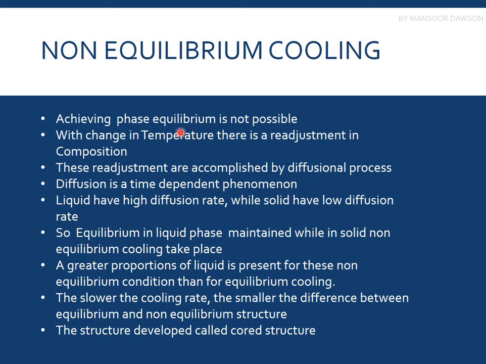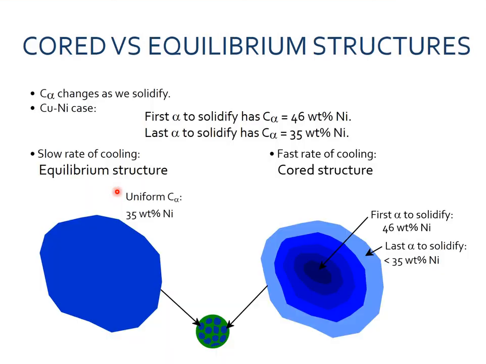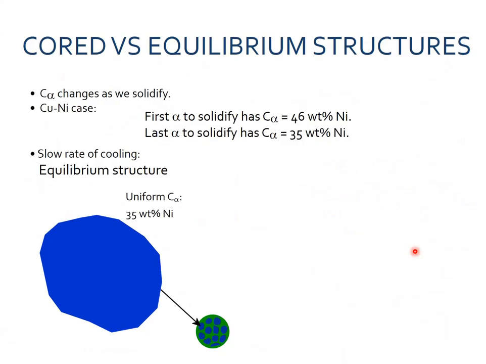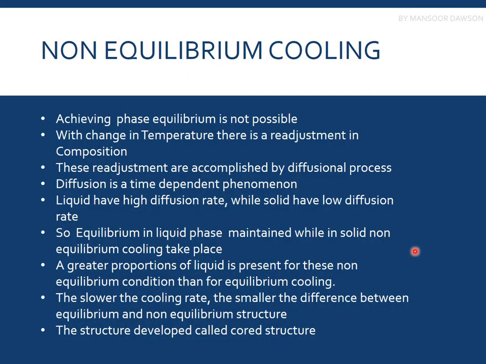Okay? And so in this liquid region, the equilibrium is maintained while cooling down. In actual practice, the equilibrium is not maintained and the cooling is not equilibrium. So a greater proportion of liquid is present for these non-equilibrium conditions than equilibrium cooling. Okay? As I discussed, the slower the cooling rate, the smaller the differences between equilibrium and non-equilibrium structures. This structure developed is called coring, as discussed in these slides.